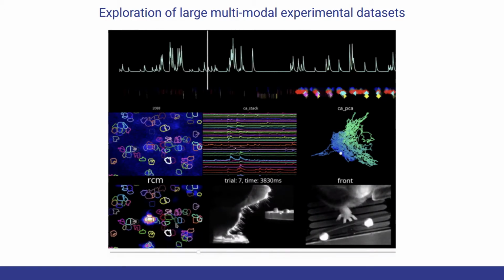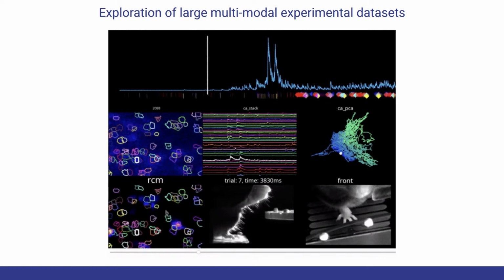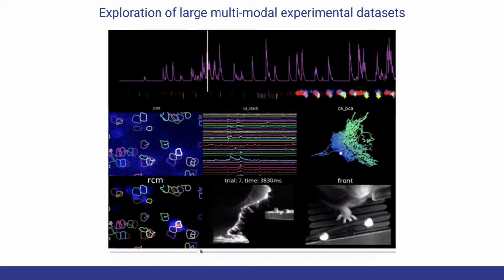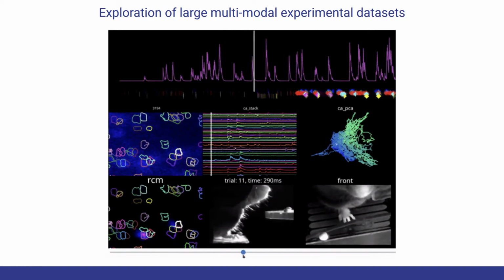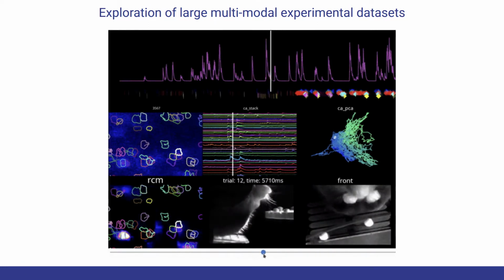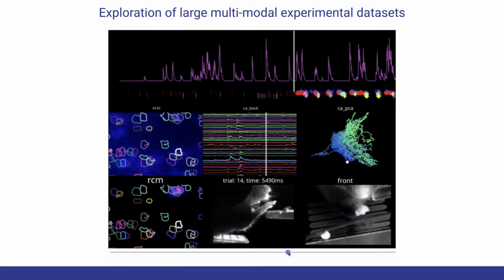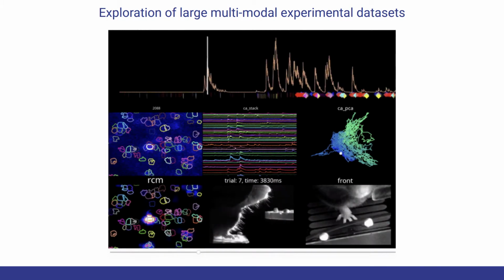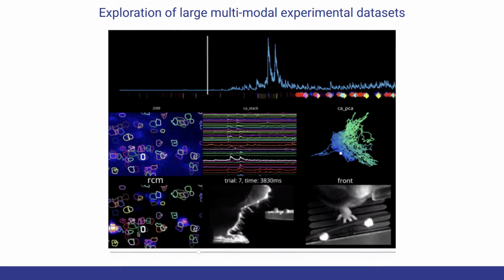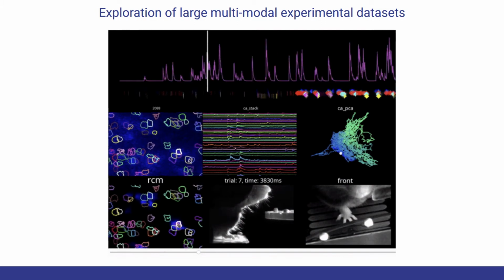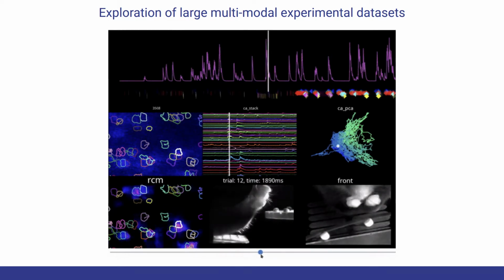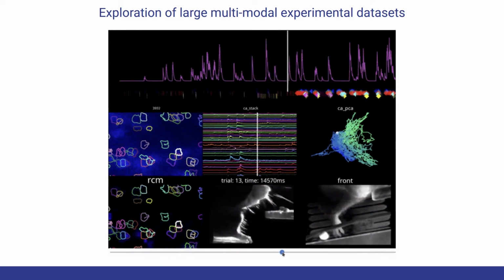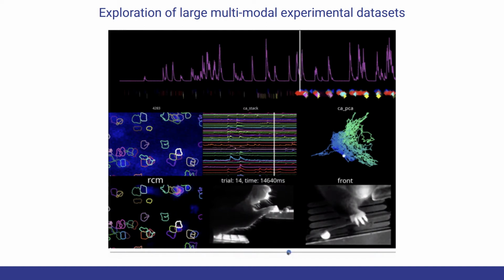And what you're specifically seeing here is, for those of you who may not be familiar with calcium imaging, these left two panels on the bottom are basically two different views of a field of view from calcium imaging. These contours are each encircling a neuron, and what you can do is explore through this data. You can click on different neurons, and then the temporal activity of that neuron is highlighted up over here.